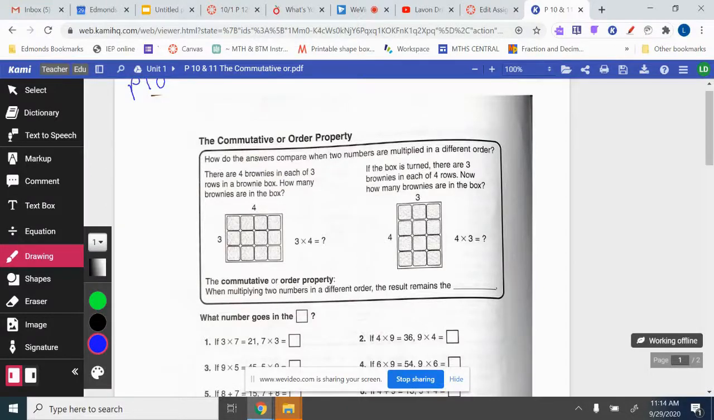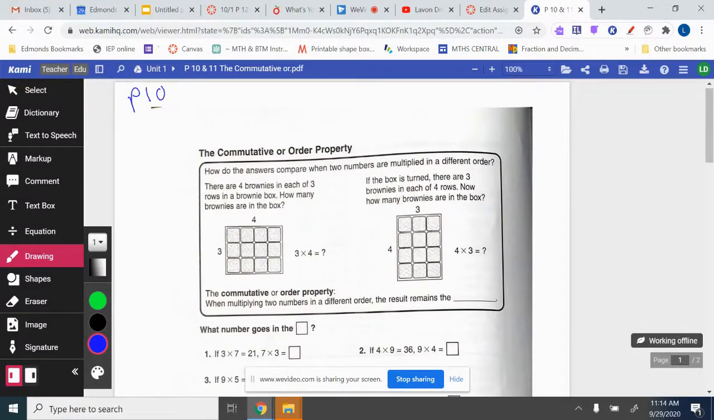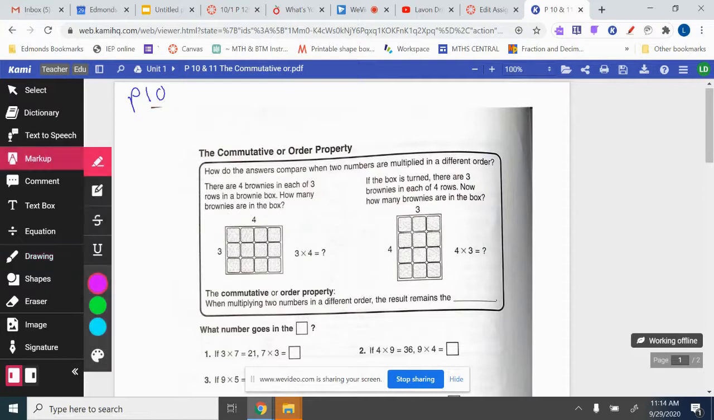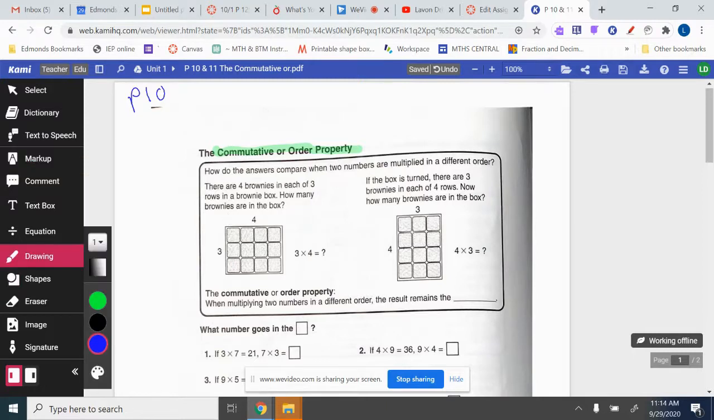All right, today we are going to be working on page 10 and 11. We have some new terms that you're going to be learning. The first one that I want you guys to be looking at is the commutative or order property. If we think of commuting as going to and back from work, when we're looking at the word commute, we're going to work and we're going back from work.